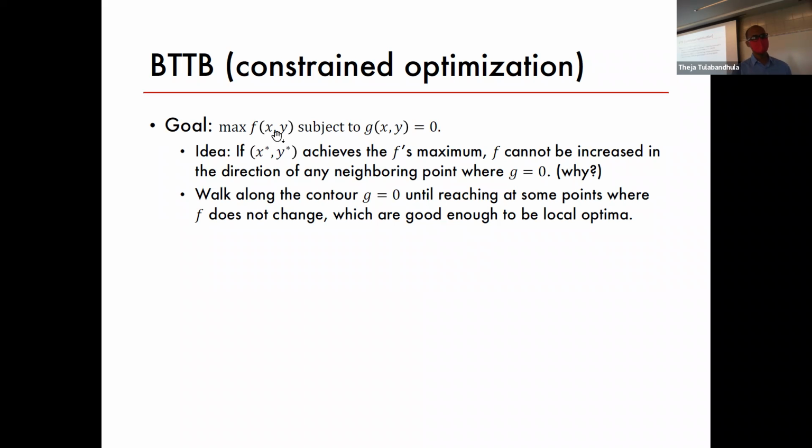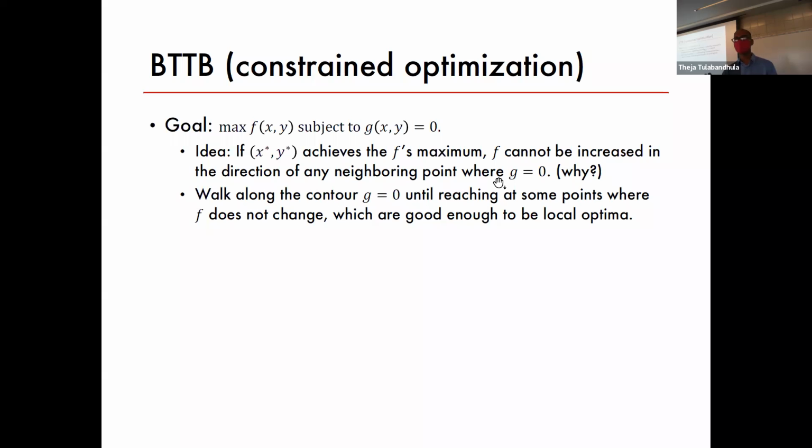Okay, so if you want to maximize this, there is some x star, y star. Let's say it does achieve the maximum. That means that f, the function value, cannot be increased in the direction of any neighborhood point where g is equal to 0. So what do we mean? Let me repeat this sentence. Let's say x star and y star achieve the maximum of f. Then, looking at the definition, they achieve the maximum, but they also satisfy this constraint, g of x comma y equals 0.